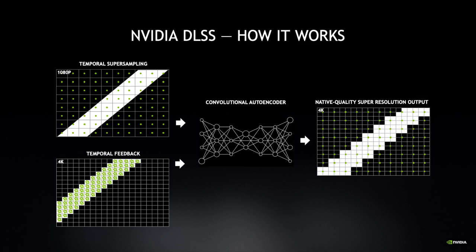So let's look a little bit closer at how that reconstruction works. If we focus on the top left here, we can imagine we have a piece of geometry moving across a 1080p screen. And on the right-hand side, we have what we want, which is that same piece of geometry, but at 4K. So you'll notice in each pixel on the 1080p, we have one point, one sample.